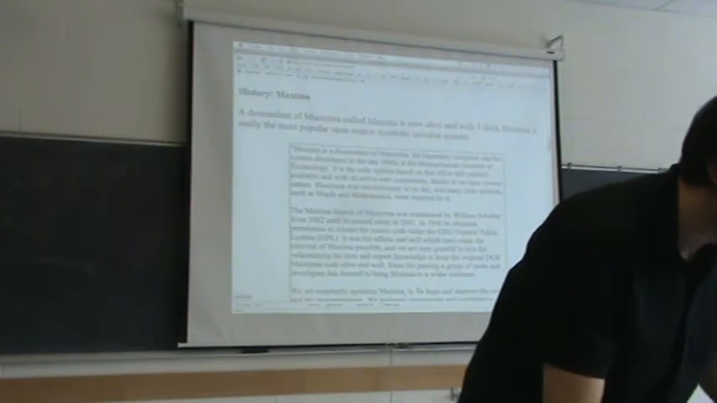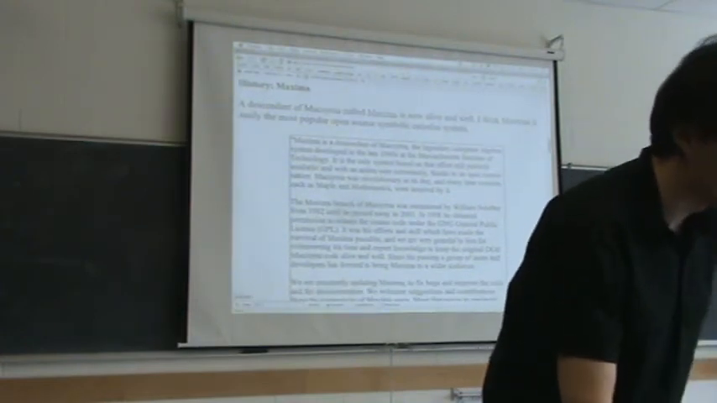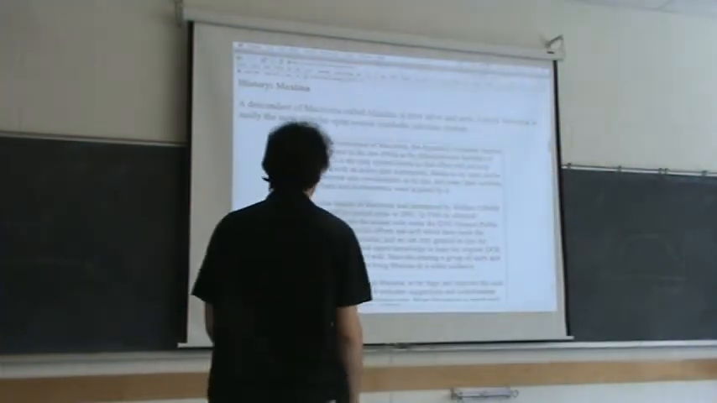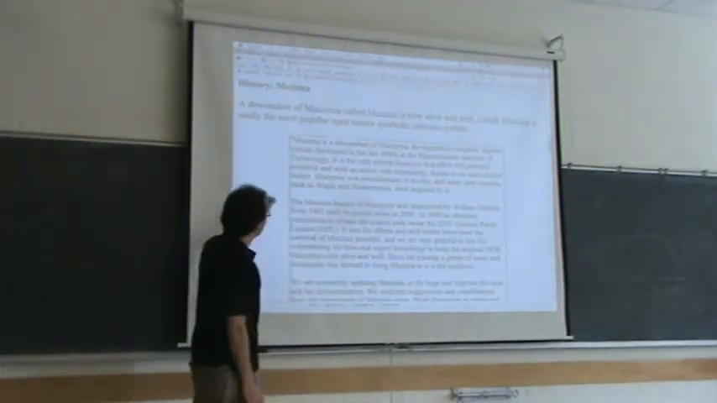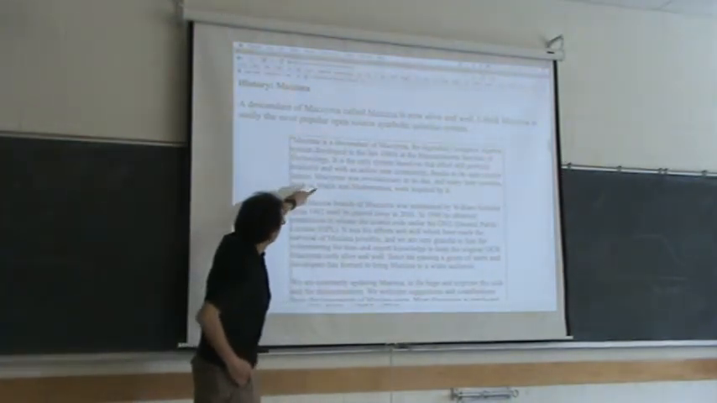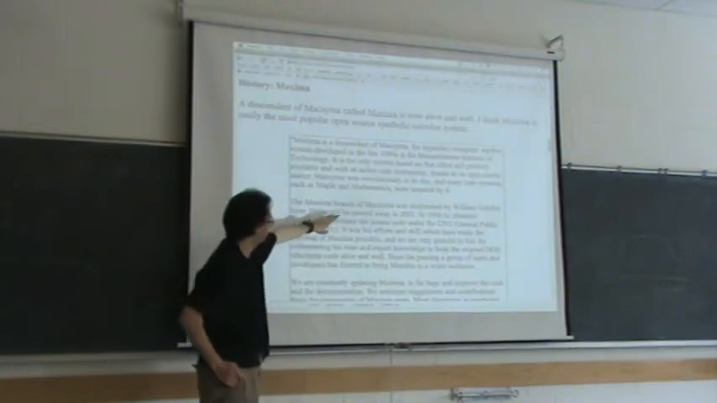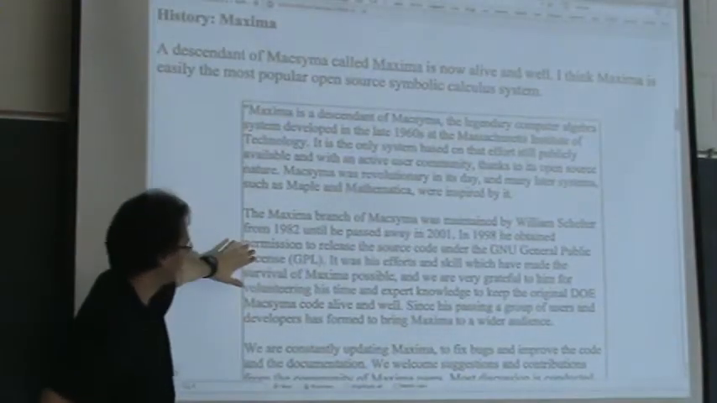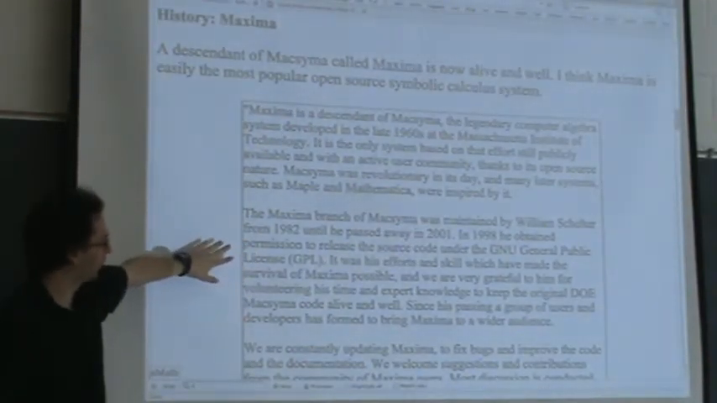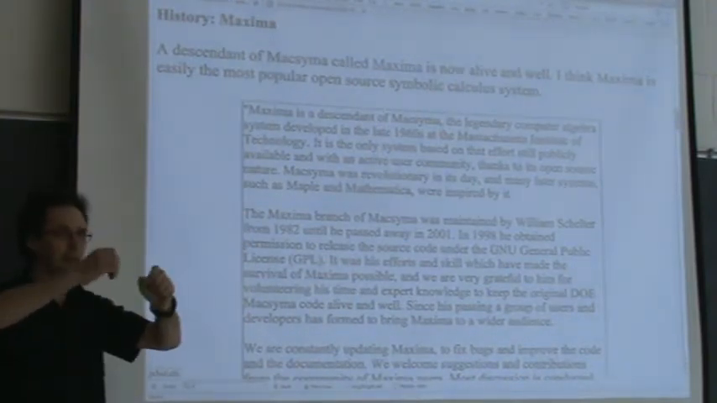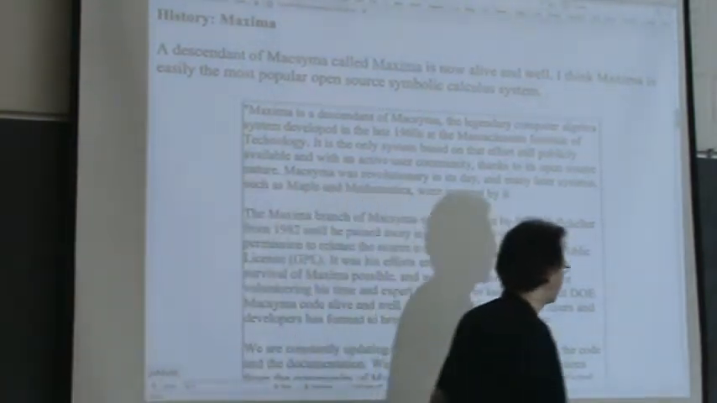Fortunately, Maxima with the C is dead, but Maxima with an X is not dead. It's actually alive and well. So Maxima with the C was sort of dying, but in 1998, this guy William Schelter was able to get the copyright for the Maxima code. What happened was the code sort of branched, evidently.